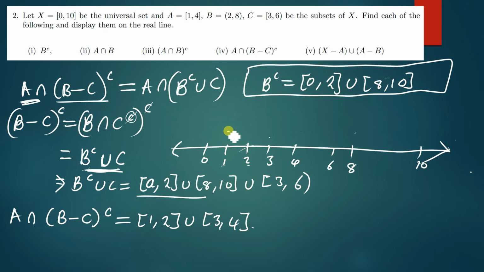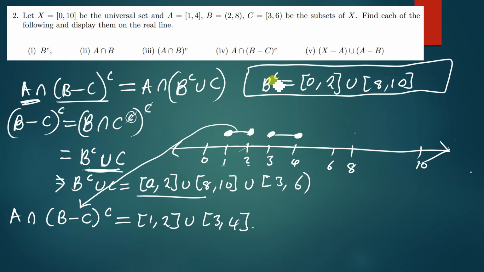So this is the solution that we're going to write here. If you want, you can shade, or you can use this kind of bracket, still the same. Then we shade at 1 and 2, and we're also shading at 3 and 4. So this is our A intersection B minus C complement.